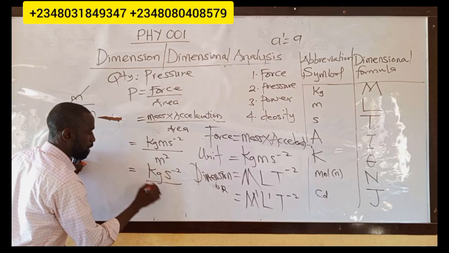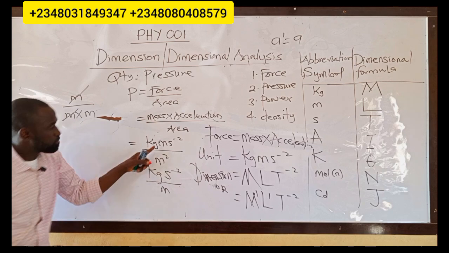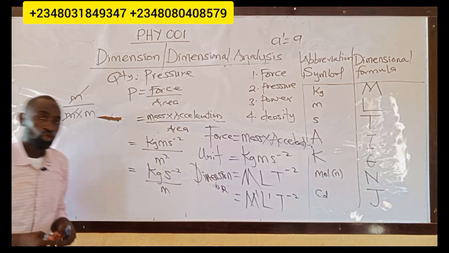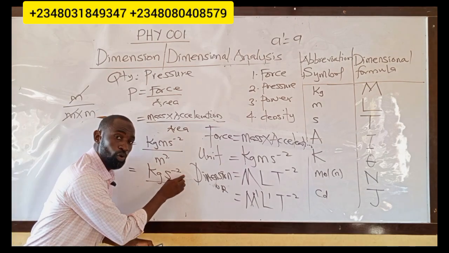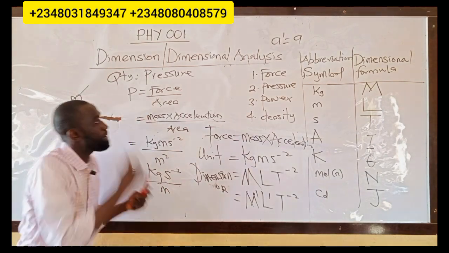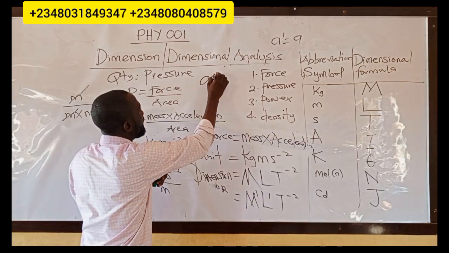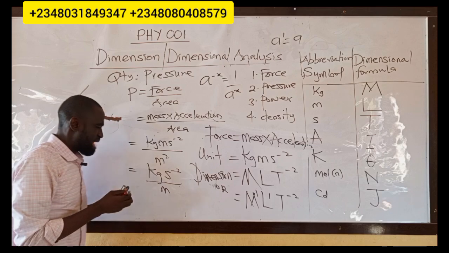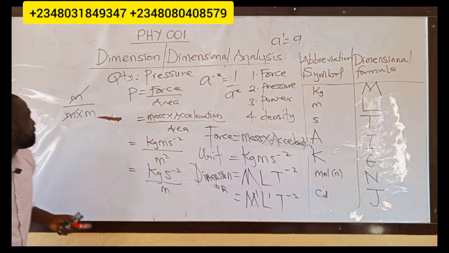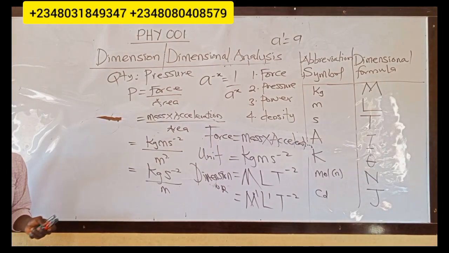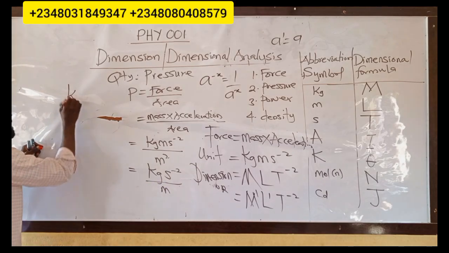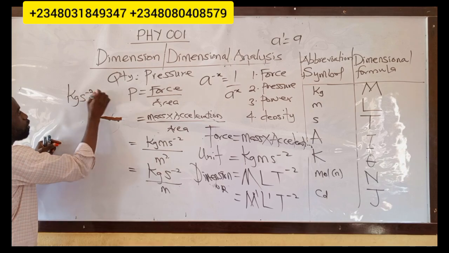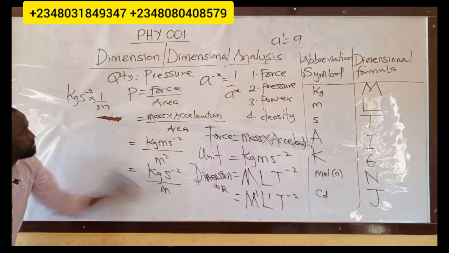Are you with me? I've cancelled one meter here. Now from the law of indices, this one can go up, and when it goes up, it becomes minus 1. Remember this law: if I have a raised to power minus x, our answer will be equal to 1 over a raised to power x. Let me break this down so I can understand very well: kg, second raised to power minus 2, all over meter.